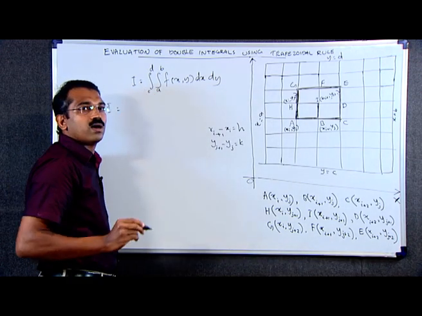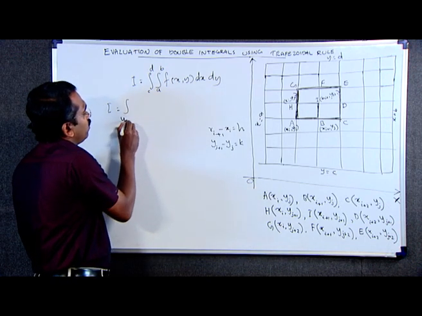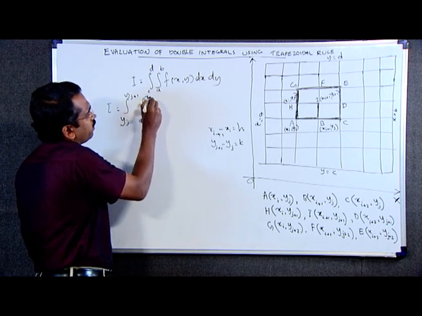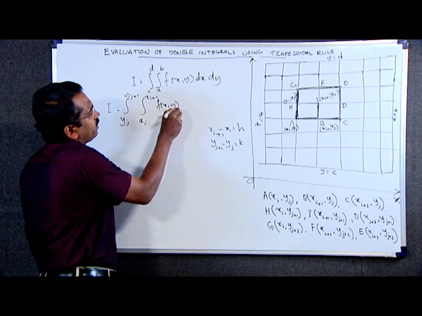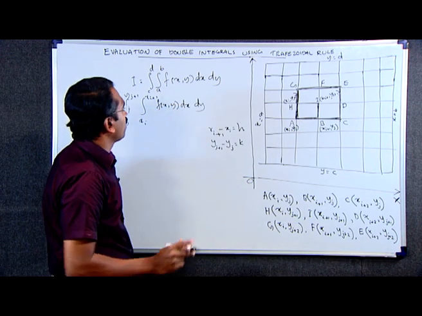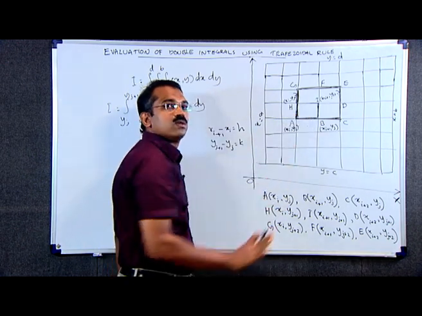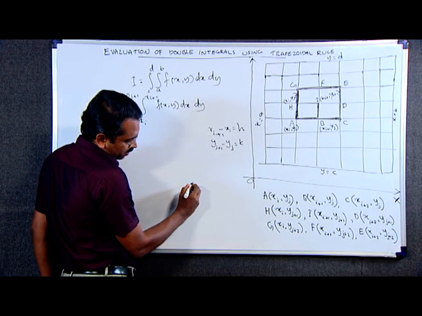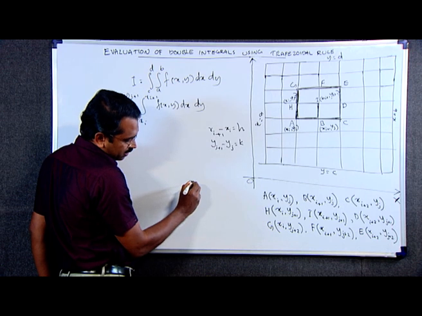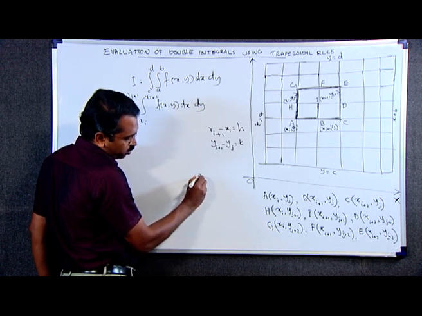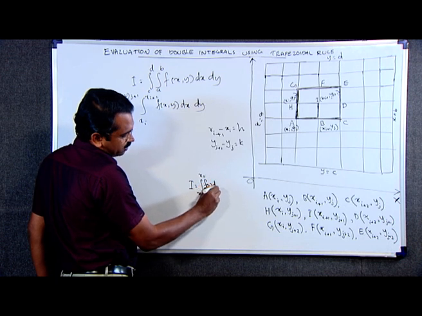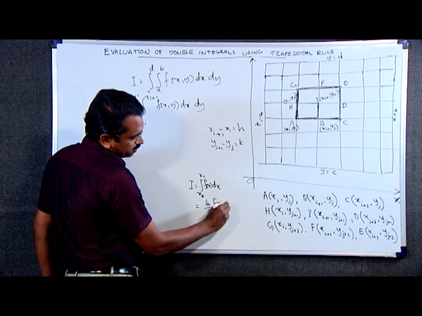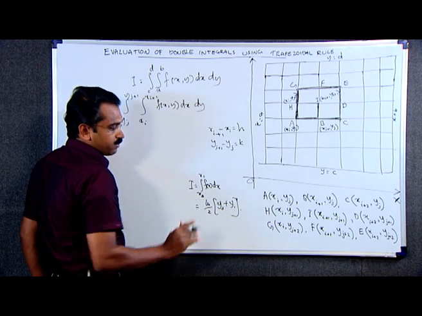Now, let us apply the trapezoidal rule to find the double integral I equal to the integral from yj to yj+1, integral from xi to xi+1, of f(x, y) dx dy. That is the double integral over this small rectangle. By the trapezoidal rule, we know that the value of the integral I equal to the integral from x0 to x1 of f(x) dx is h/2 times (y0 plus y1).